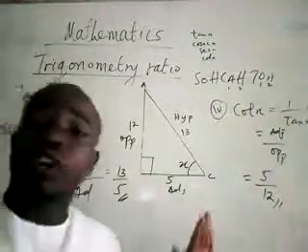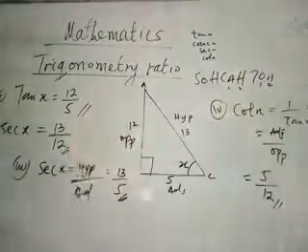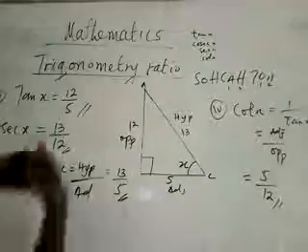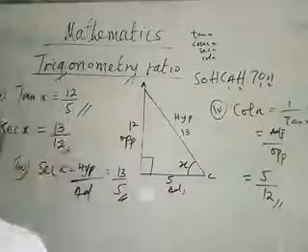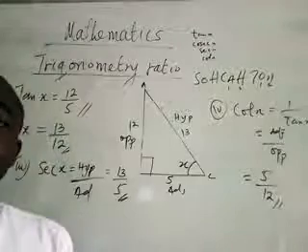So this is how to solve the problem. With this, I think you understand what I meant by cosec, sec and cot: all of those are inverses of the trig ratios. You understand? Thank you.